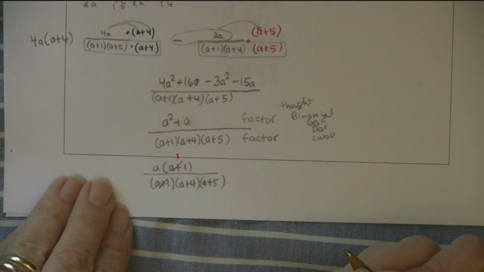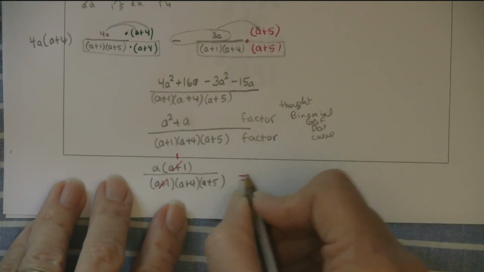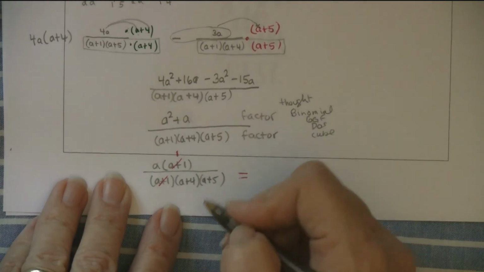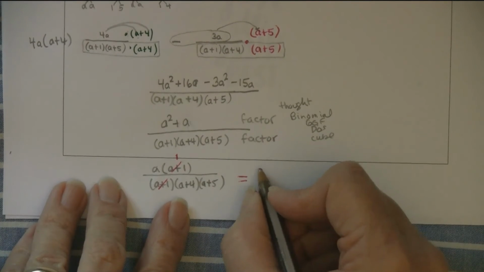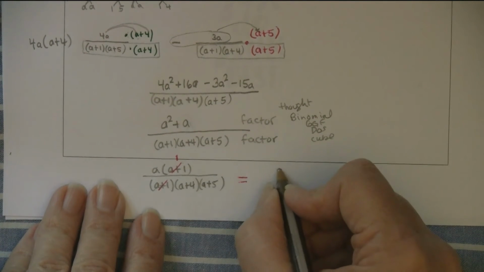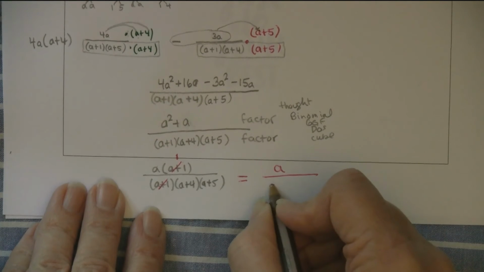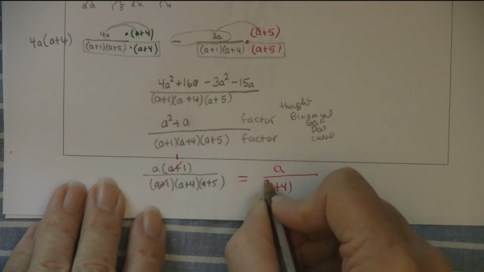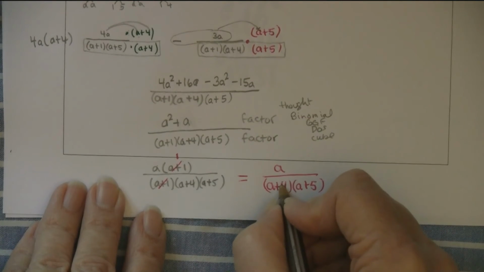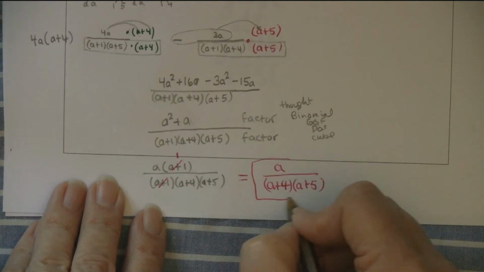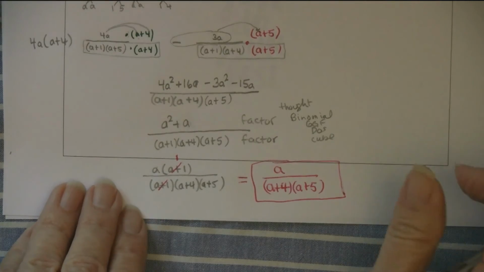So the numerator, I'm almost out of room, so I'm going to write it out here instead of going straight down, just because I'm going to be writing on my tablecloth here. I have a times 1 is a over a plus 4 times a plus 5. And that's my answer. Nothing more can be done. So we did a lovely job on that.